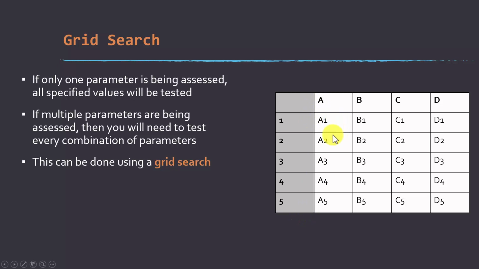So A and 1, A and 2, A and 3, A and 4, A and 5, B and 1, B and 2, B and 3, B and 4, B and 5, so on and so forth. If you're using k-fold cross-validation, you would have to go through that process for every single combination, and then you would return the one that provided the best performance on the withheld data.